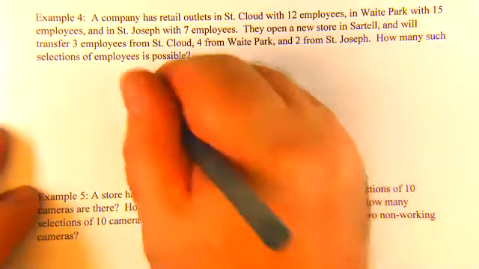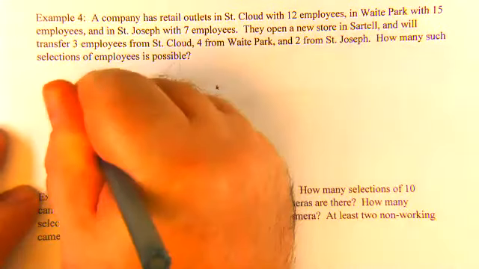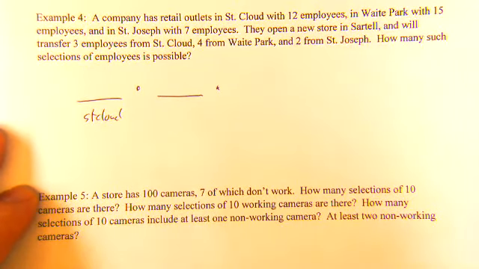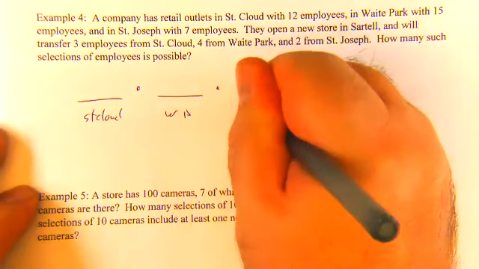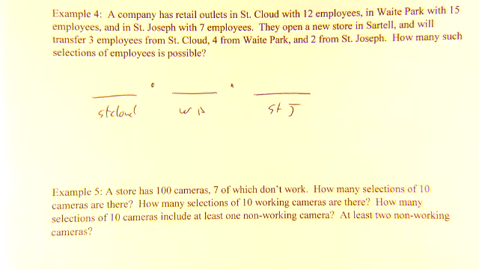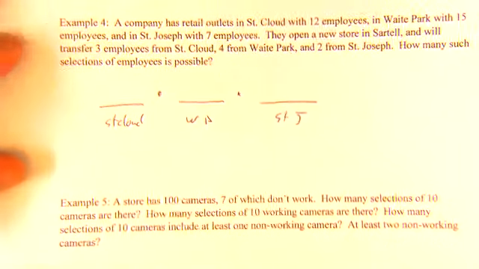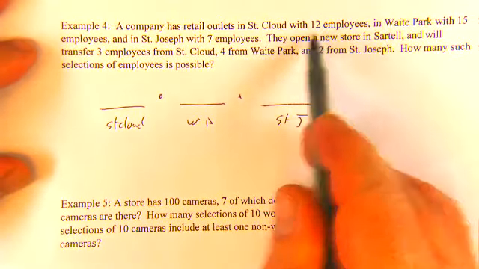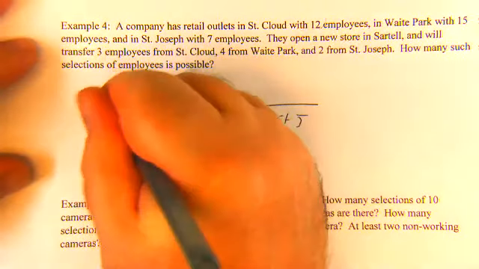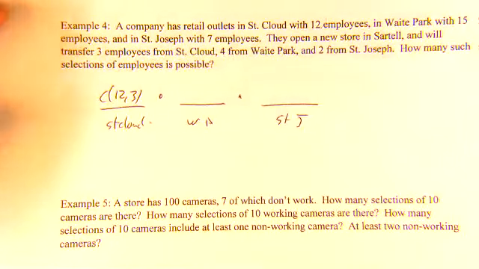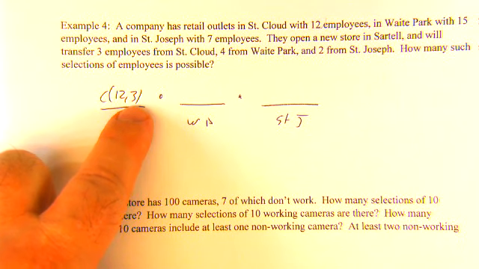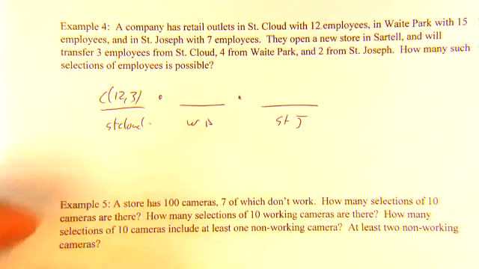So there's going to be a sequence of things here. They're going to transfer people from St. Cloud, and then they'll transfer people from Wake Park, and then they'll transfer people from St. Joseph. Right? So it's a sequence. It means you're going to multiply things together. Multiplication principle. How many ways are there to pick 3 people out of 12? Well, that's what a combination does. If you're just picking 3 people at random out of 12 and not worried about what order you pick them in or anything, it's C(12,3).